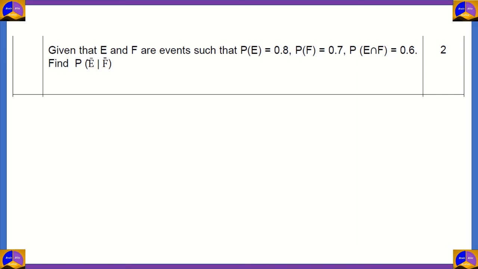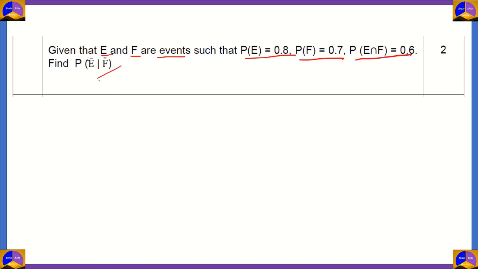Question 28 has an OR question, and this will be the final question of section 3 and also of this video. Given that E and F are independent events such as P of E, sorry, this is not independent. There is no mention of independent events. So we have 2 events, E and F. We have P of E is 0.8, P of F is 0.7, P of E intersection F is 0.6.